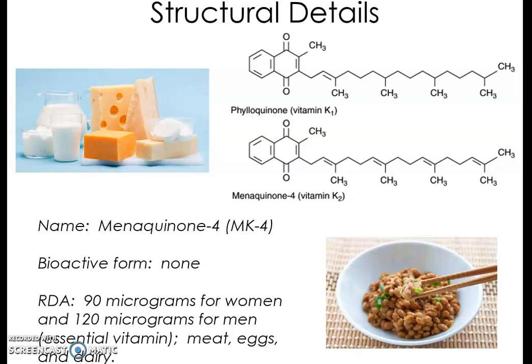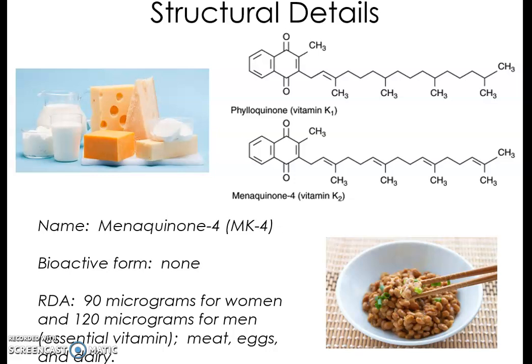For example, MK4 contains a methylated naphthoquinone backbone and has 4 repeating isoprenyl groups. This vitamin is essential, meaning we cannot produce it in our bodies, and the recommended daily allowance for this vitamin is different for men and women. Women ages 19 and older should consume 90 micrograms, and men ages 19 and older should consume 120 micrograms.